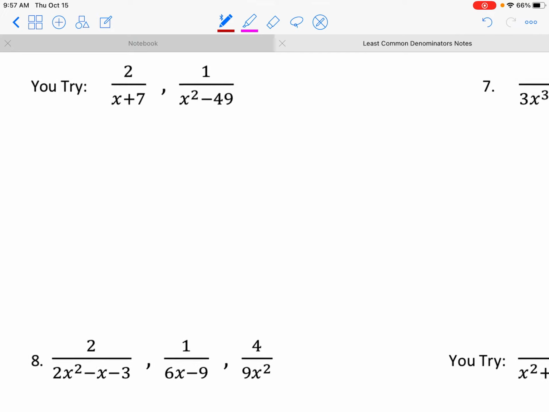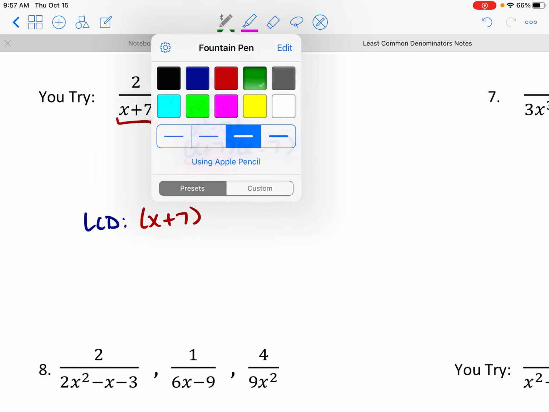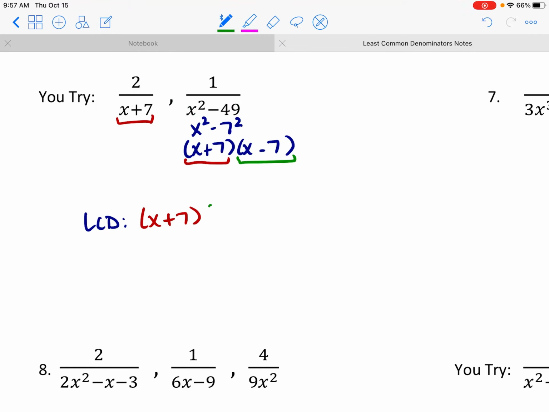Okay, again, feel free to try this out. It's a good place for you to pause and make sure you can handle it. If not, let's see, this is x squared minus 7 squared. So this difference of squares is going to factor into x plus 7 and then x minus 7. And so the least common denominator is going to have to include definitely an x plus 7 and also an x minus 7. And there it is. Okay, not so bad.